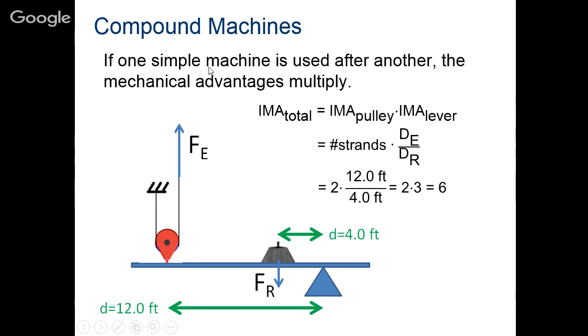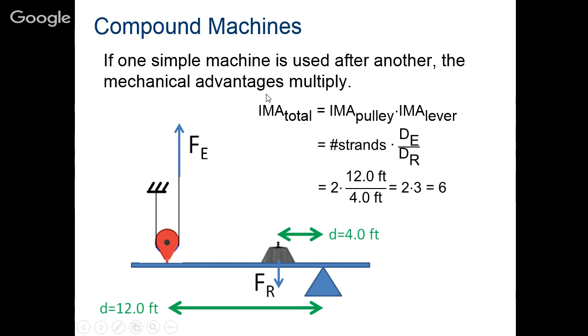All right, compound machines. Compound machines are machines that use one or more pulleys, one or more levers. They use a combination of simple machines. Now, what we would like to know about compound machines, because we use them every day, is some sort of mechanical advantage of the total system, not just its individual portions. And to find that is actually fairly simple.